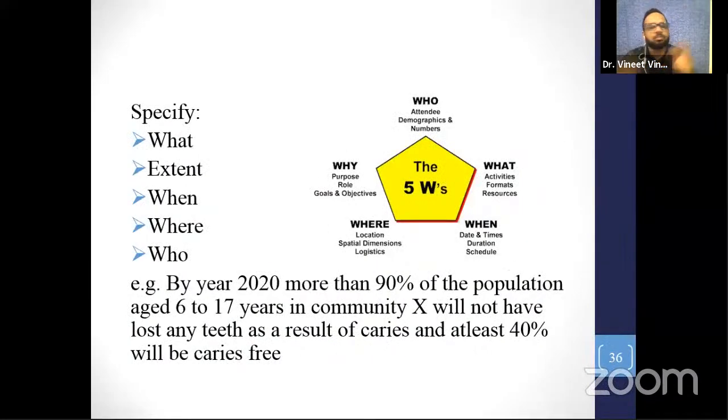Okay, so I'll give you an example. By year 2020, more than 90% of the population age 6 to 17 years in community X will not have lost any teeth as a result of caries, and at least 40% will be caries free. That is your objective. You have to be very specific about what you're going to do. So it is time bound. It is at the end of 2020. Now it has already been done. Let's change that year, 2025 or 2030.